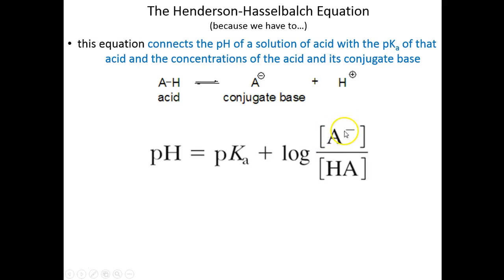Let's say this value up here is 10 molecules of conjugate base. Well, if that's 50%, then the other 50% is 10 molecules of intact acid. 10 over 10 would be 1 here. The log of 1 is 0, and so this all cancels out. So when the amount of conjugate base is equal to the amount of intact acid, when we have 50% dissociation, all of this equals 0, and therefore the pKa equals the pH of that solution.